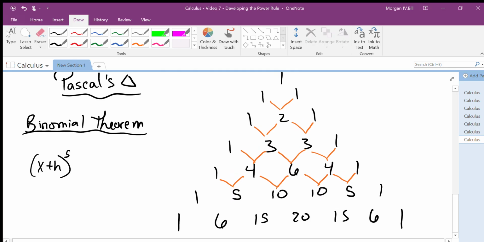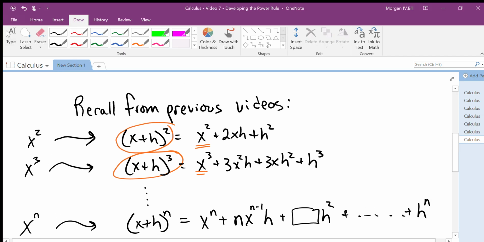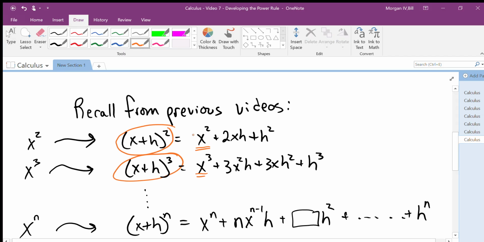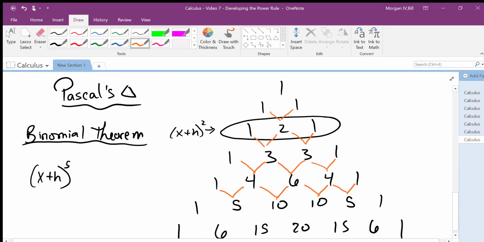What you want to do here is pick a row. This row here, 1, 2, 1, that is x plus h squared, gives that row. So the 1, 2, 1 are simply the coefficients that we're going to use. Go back up to the top, x plus h squared, right here. What are the coefficients? They are 1x squared plus 2xh plus 1h squared. Pascal's triangle is giving us the coefficients for x plus h to some power.